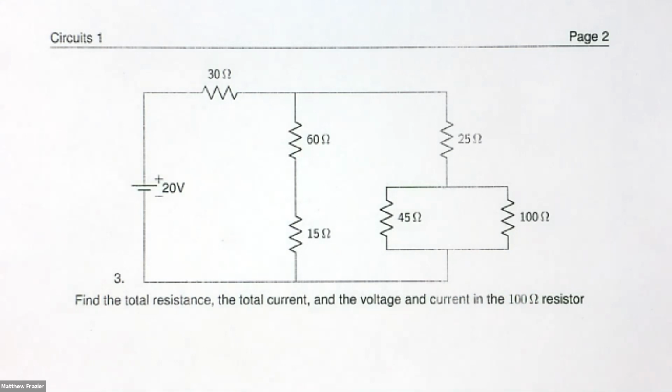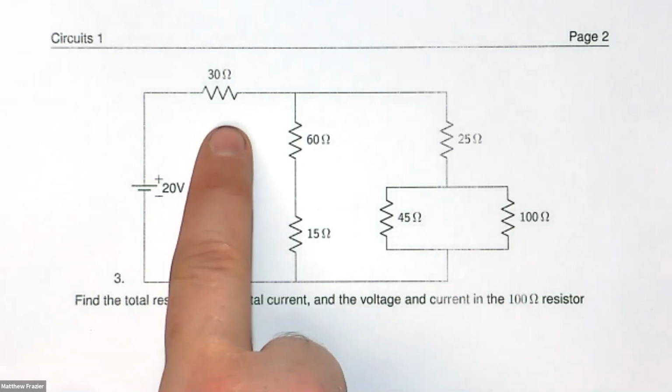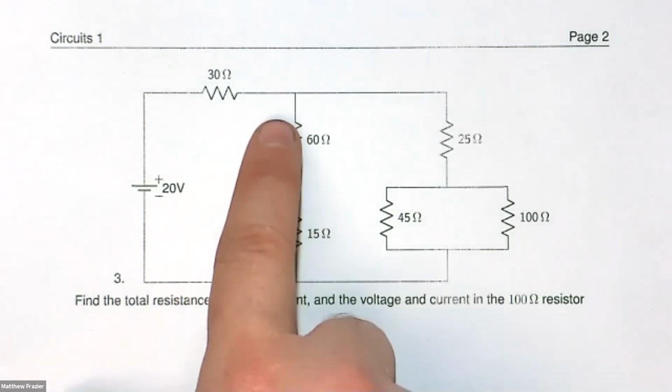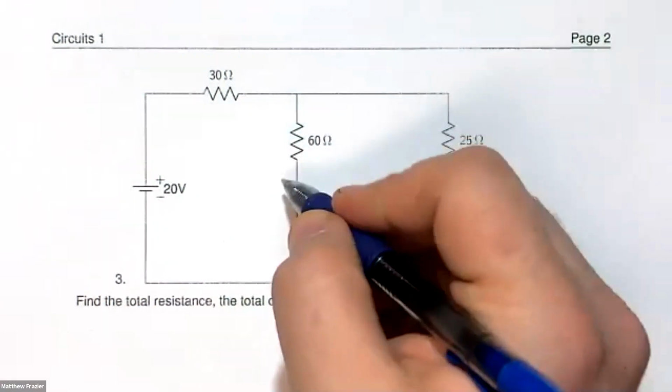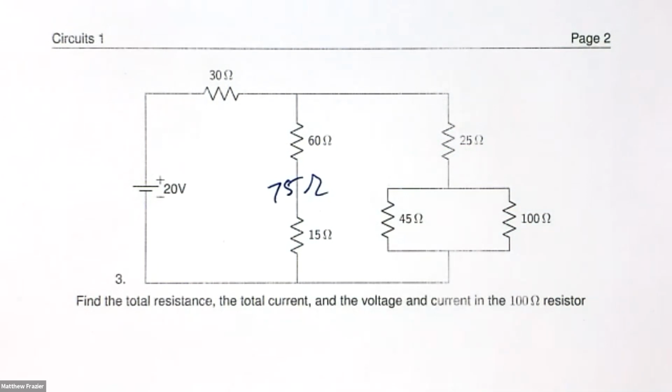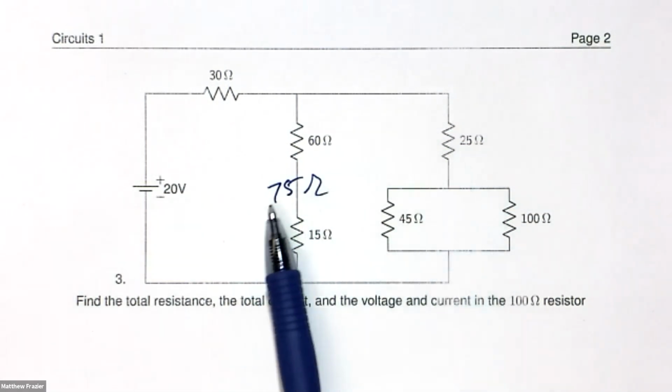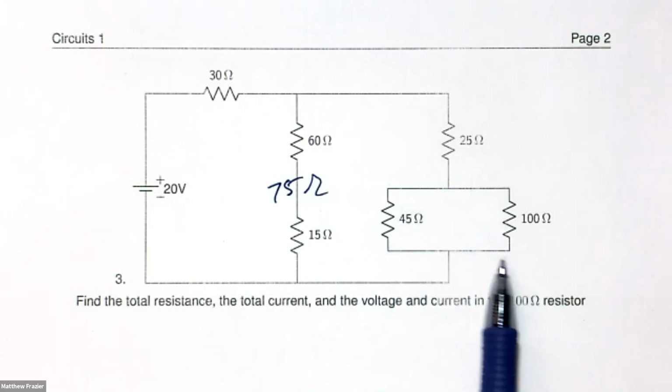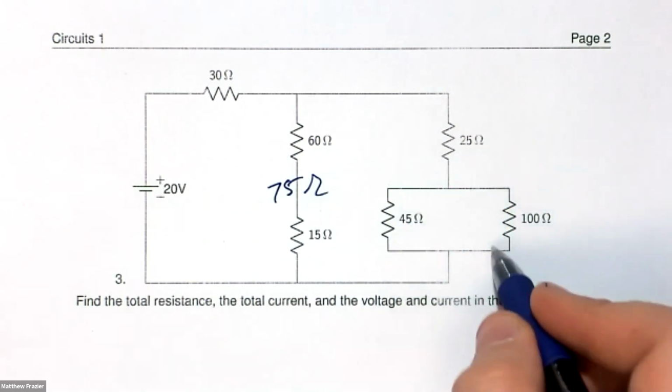That's pretty much it. You can't add the 30 to anything yet. You can add these two. So you could just say, hey, these are 75. That's fine. But you can't add this 25 to anything in parallel. You have to figure out what these are. So this is probably where you start.